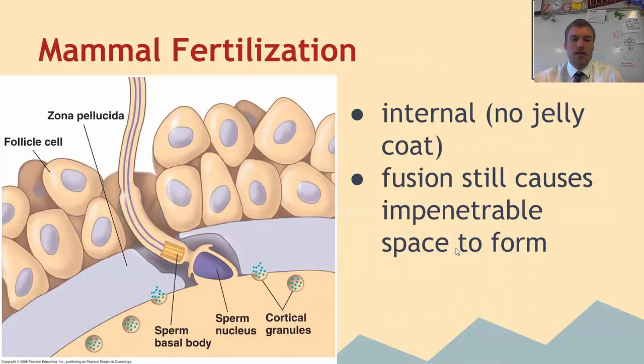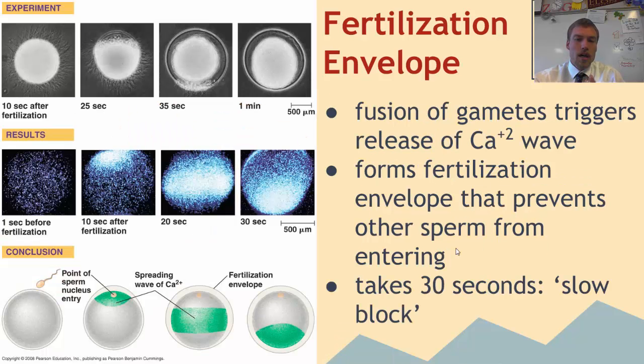Now, in mammals, this is an internal environment where fertilization is occurring, so there's no jelly coating around the outside. You have some follicle cells that are kind of hanging out that the sperm has to work its way through. Again, fusion is going to cause an impenetrable space to form, although the way it occurs is a little bit differently. So fusion of gametes in a mammal triggers a release of a calcium ion wave, and that calcium ion wave is what forms the fertilization envelope, and it prevents other sperm from entering, just like it does in the sea urchins. Now, this takes about 30 seconds rather than it happening almost instantaneously, so we call this the slow block.